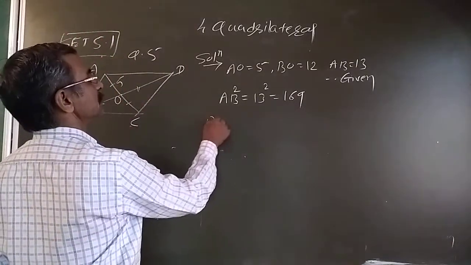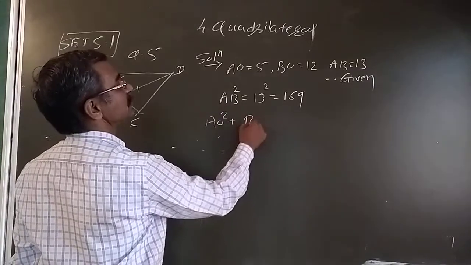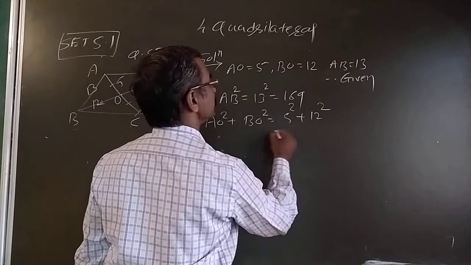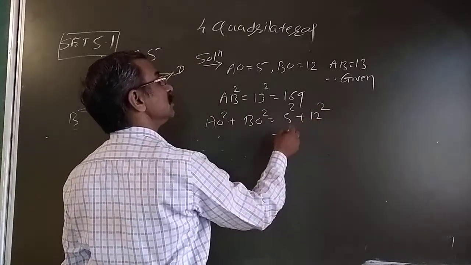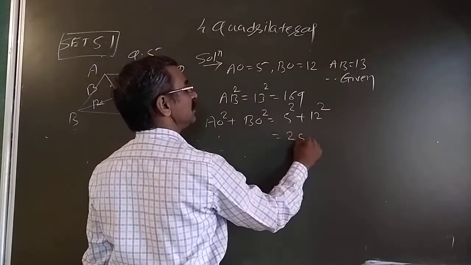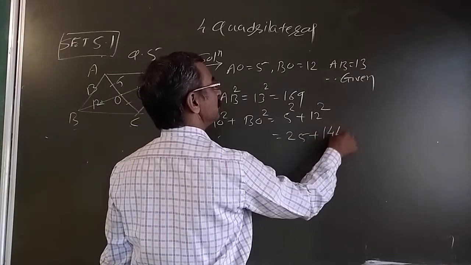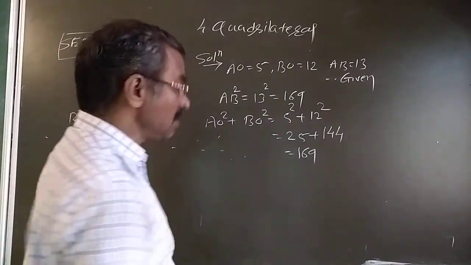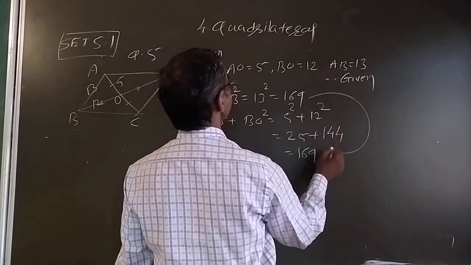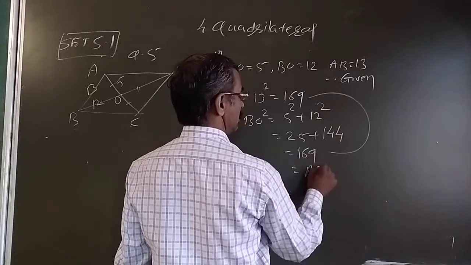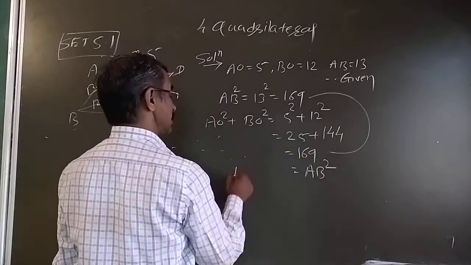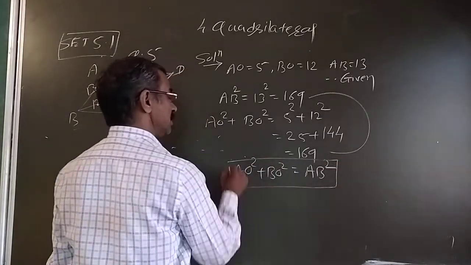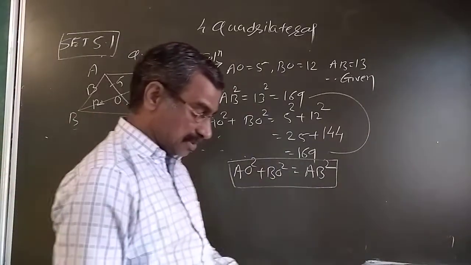Then we take the sum of AO square plus BO square. AO is 5, its square, and BO's value is 12, its square. So 5 square is 25, 12 square is 144. The sum of it is 169, which is equal to AB square. So we can say that AO square plus BO square is equal to AB square.